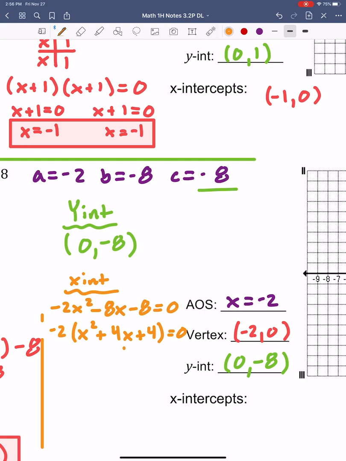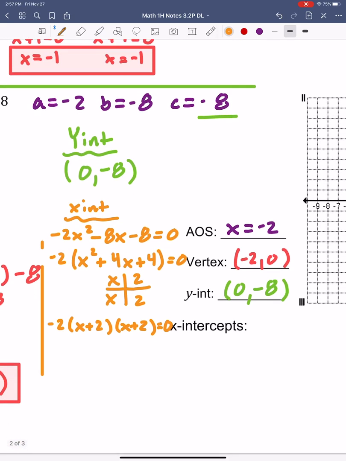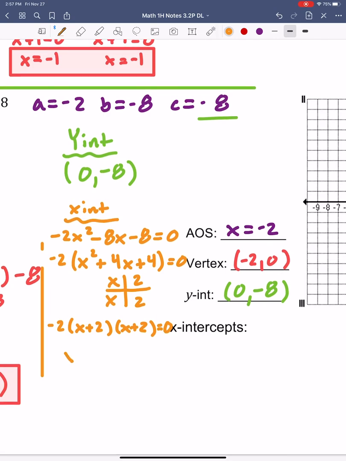And now I'm going to go ahead and t-chart here. I get x and 2 and 2. And so then I'm set up with negative 2 times x plus 2 times x plus 2, and that equals 0. Now anything that has an x with it, I'm going to set equal to 0. Remember, we did separate equations here, so I'm going to have x plus 2 equals 0 and another x plus 2 equals 0. These are the same, right? So I don't really need that second one. I can get rid of that, because it's just the same as the first one.